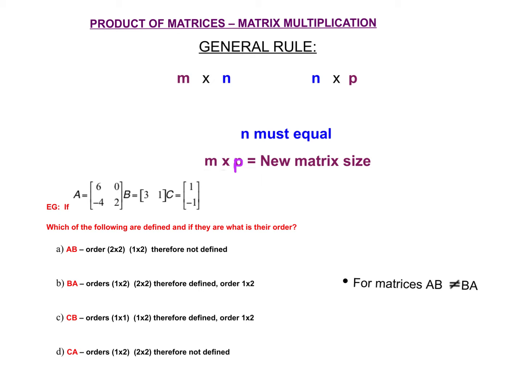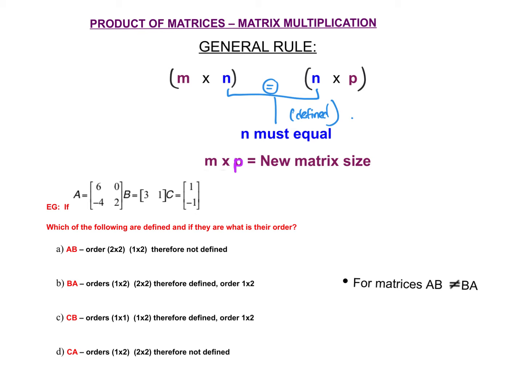So summarising what I said. If we've got two matrices, we need these two numbers to be the same. They must equal. If they're equal, they'll use the word defined.